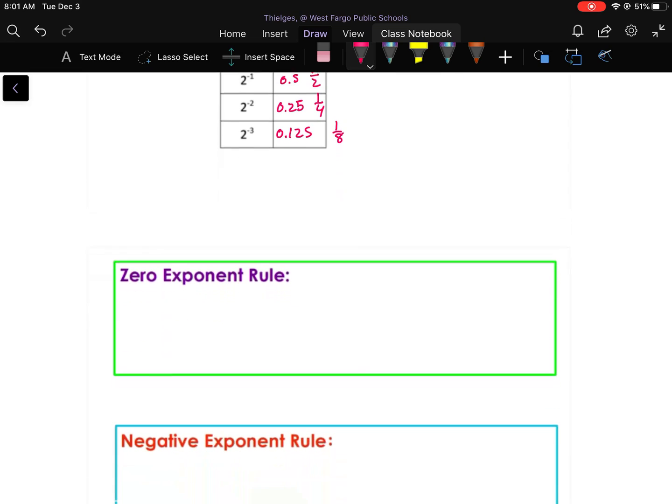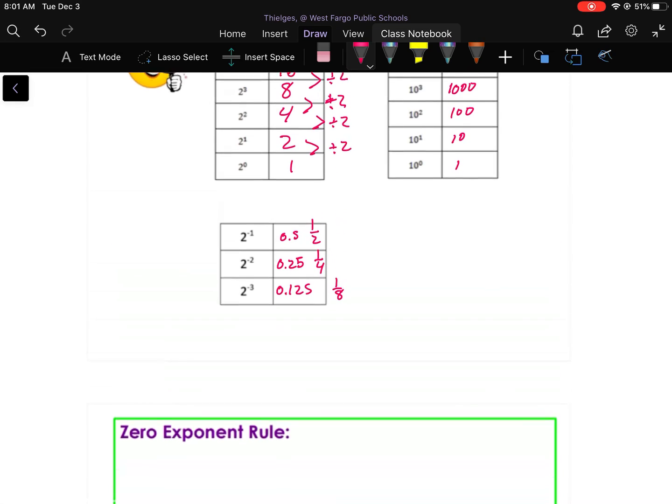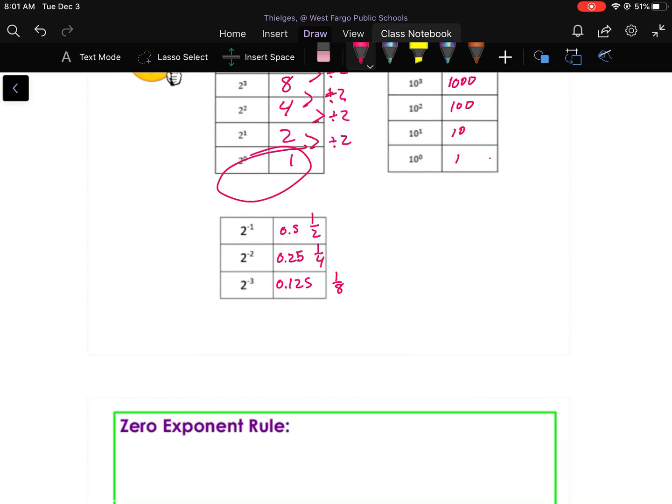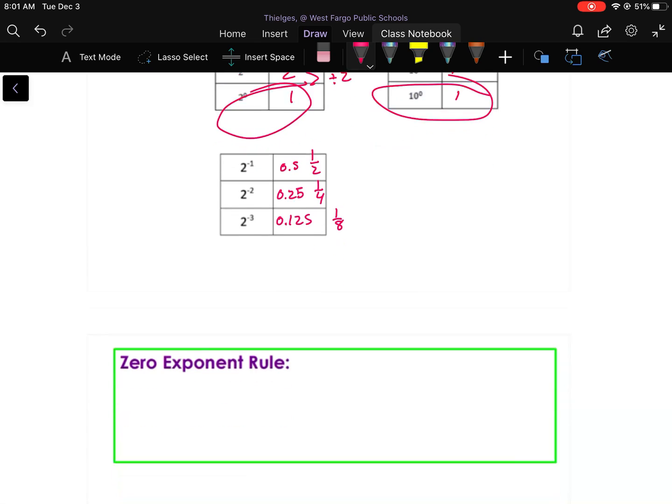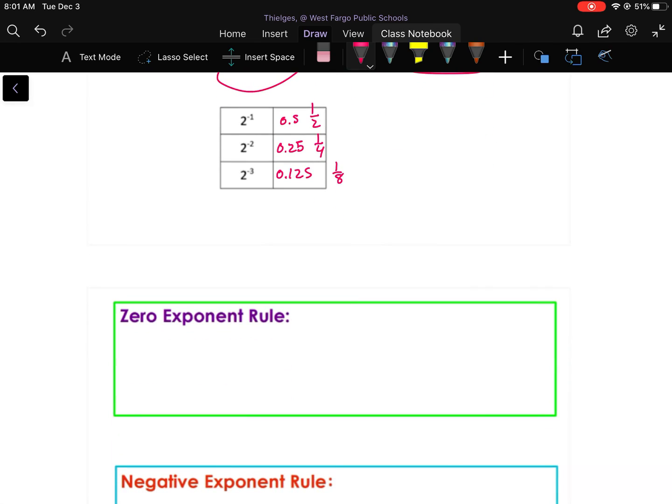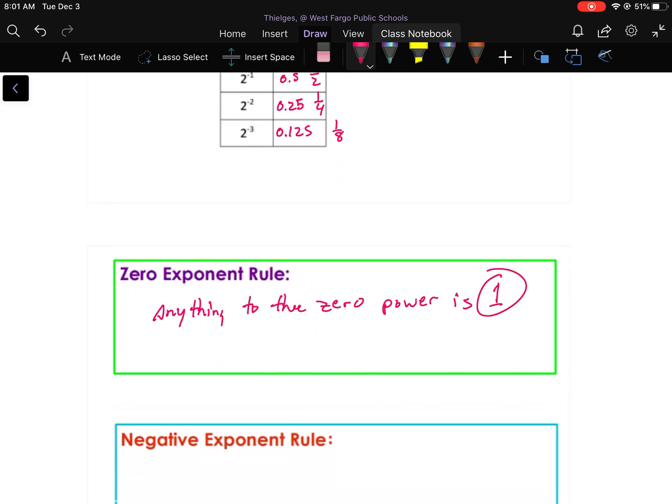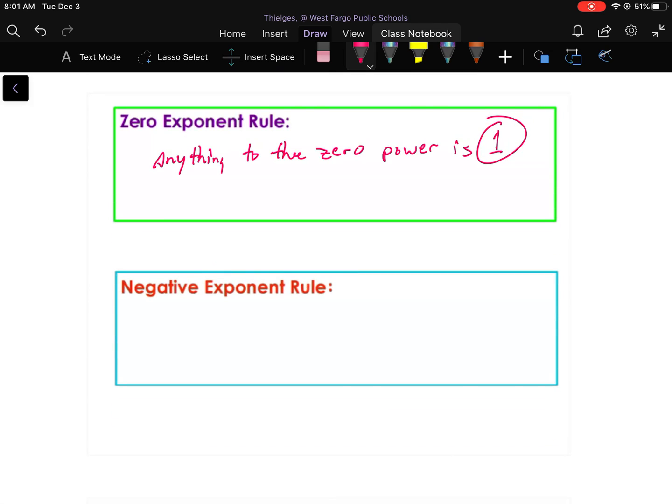Along with the 0 exponents, notice these two: 2 to the 0 power was 1, 10 to the 0 power was 1. The 0 exponent rule is that anything to the 0 power is 1.